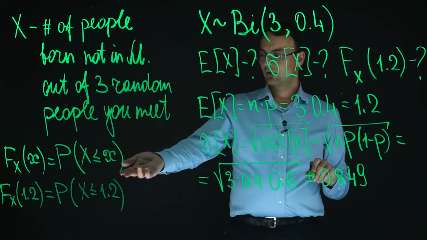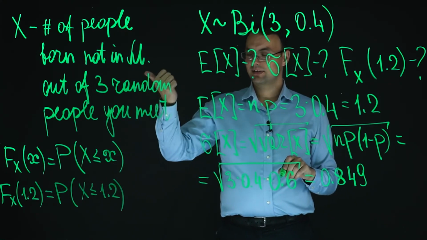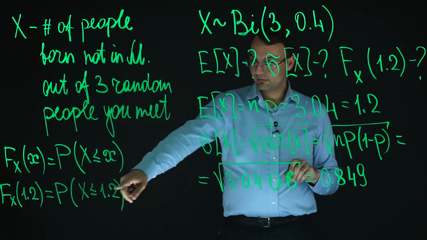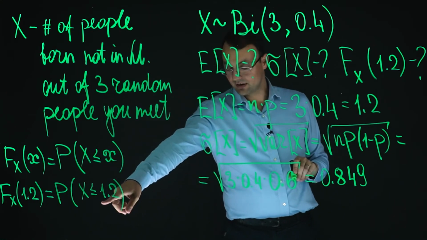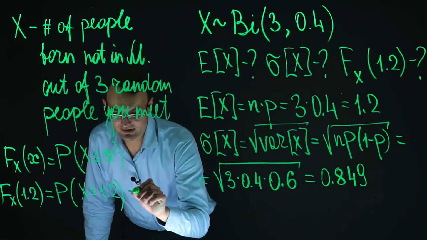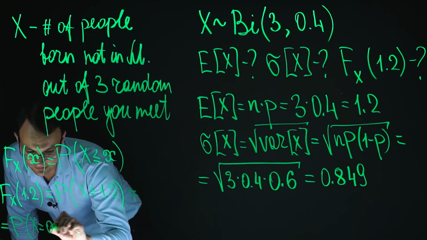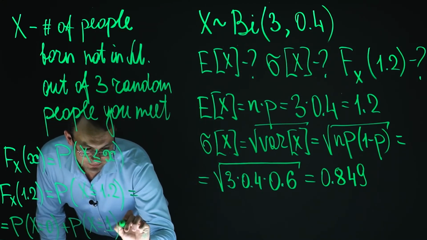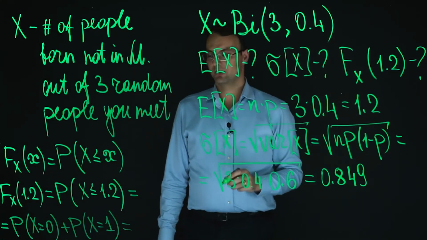What values can x take? 0, 1, 2, and 3. Which of them are less than 1.2? So 0 and 1. So this is probability that x is 0 plus probability that x is 1. And these two can be found with the Bernoulli formula.